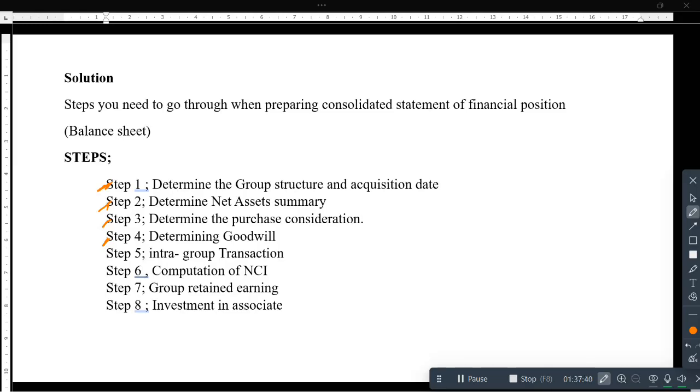Then step 5, try to determine intra-group transactions. If there is any transaction between members of the same group, please try to adjust. If it is sales, try to eliminate. If it is loans, or sales and purchases, we try to eliminate. We try to determine any unrealized profit on any closing inventory which is still within the members of the same group. We calculate unrealized profit, we adjust it on group retained earnings, and it even affects the inventory in our balance sheet.